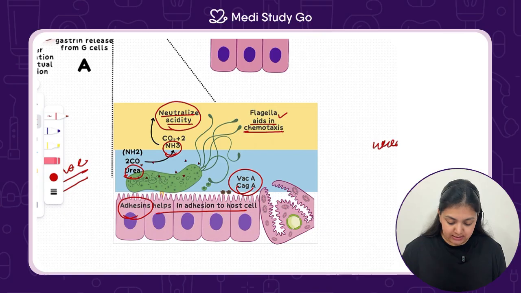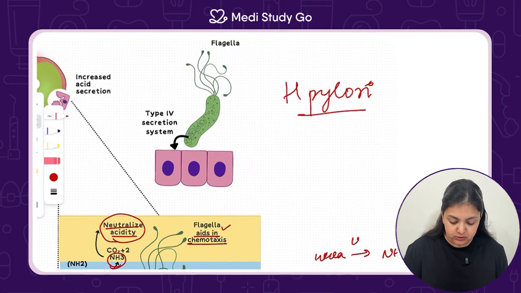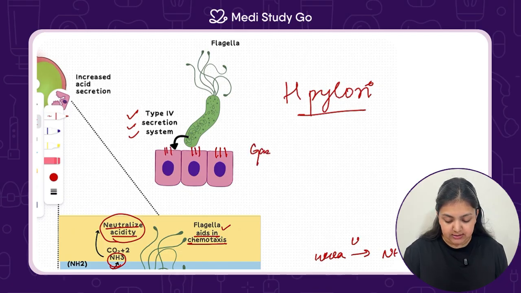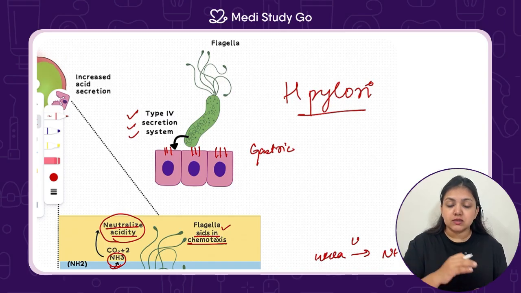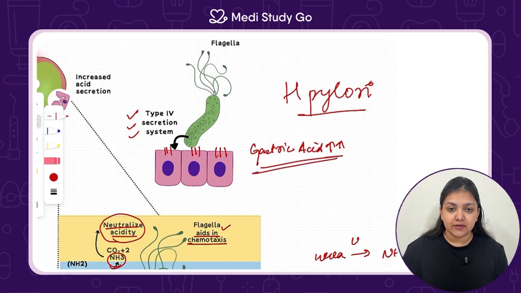What happens next is that when the microorganism has attached to our mucosa, using the type 4 secretion system, it causes disruption of these cells and causes excess production of gastric acid. So imagine a cell is closed, but a bacteria comes, sits on it and tells it to burst and release more acid. So this will cause an increased gastric acid in the stomach, leading to all the symptoms which we have studied and creation of peptic ulcer disease.